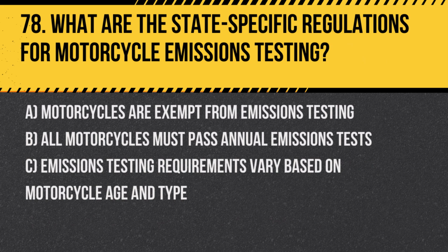Question 78. What are the state-specific regulations for motorcycle emissions testing? A. Motorcycles are exempt from emissions testing. B. All motorcycles must pass annual emissions tests. C. Emissions testing requirements vary based on motorcycle age and type. Answer: C. Emissions testing requirements vary based on motorcycle age and type. Knowing these regulations is important for compliance and environmental responsibility.